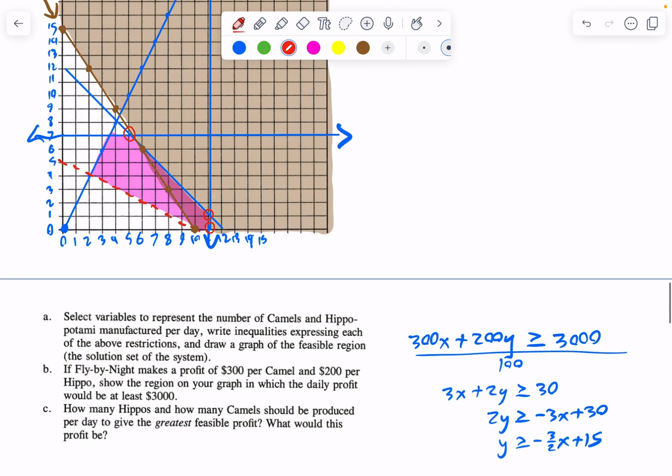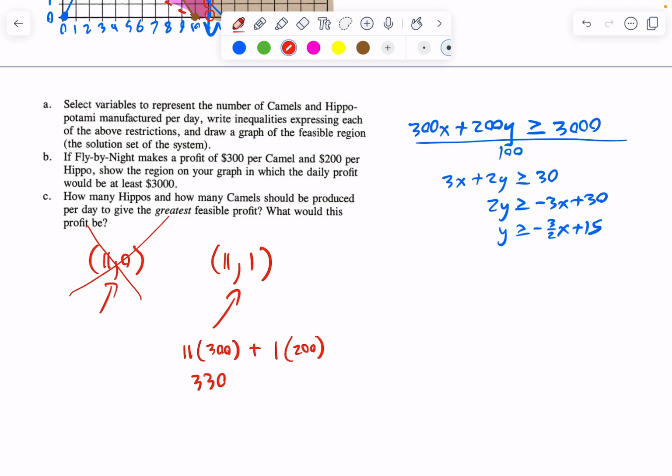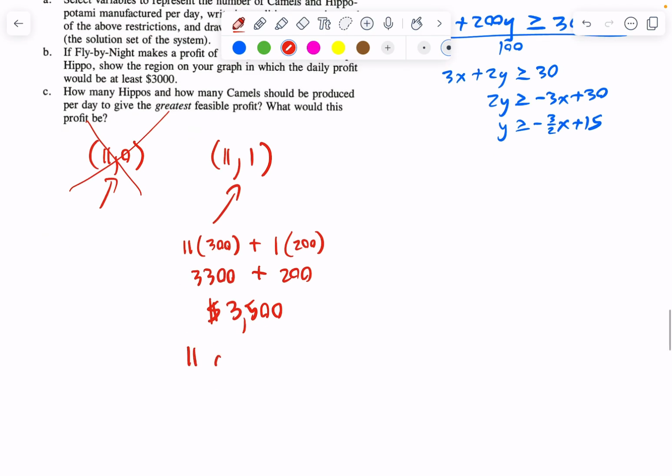So it's either 11, 0 or 11, 1. And obviously, we're going to make more profit if we make one hippo than if we just do 11 camels. So without even plugging it in, that's not our max. We know the other one is, but we can plug them both in. So let's see what we get for the profit. 11 times 300 plus 1 times 200. That's 3,300 plus 200. So our best profit is making $3,500 per day by making 11 camels and 1 hippo.